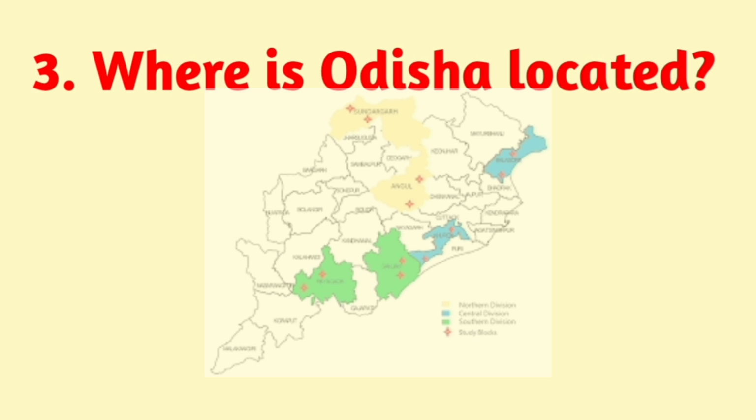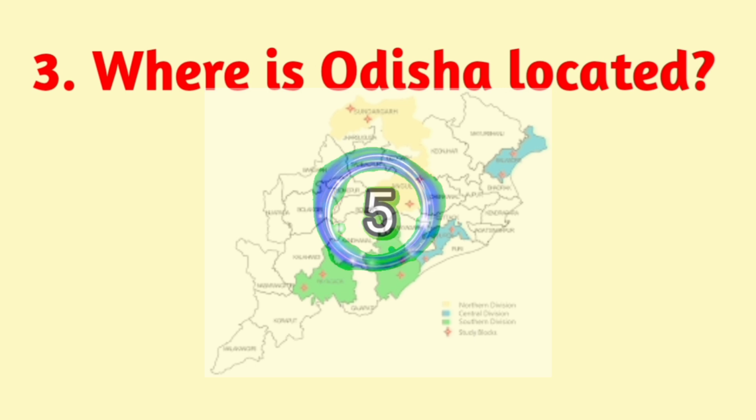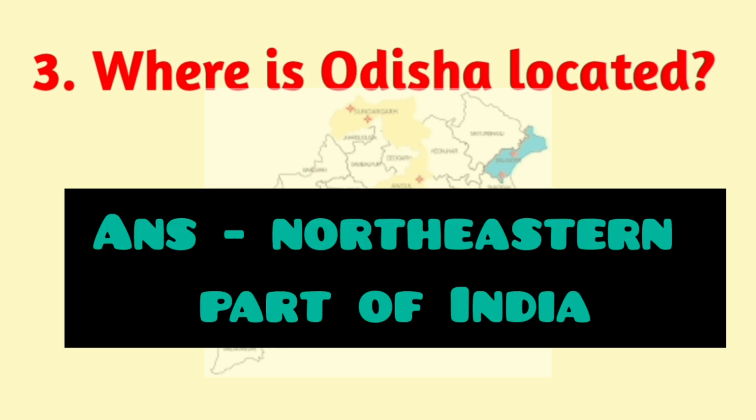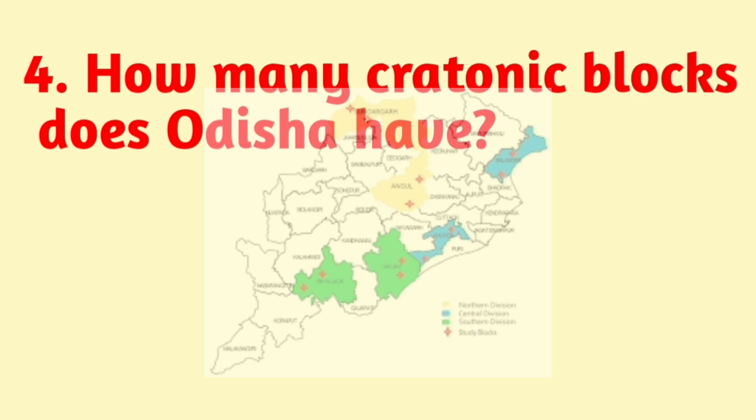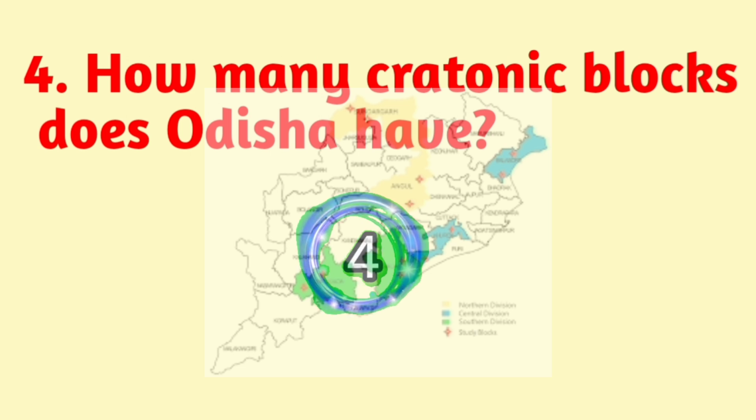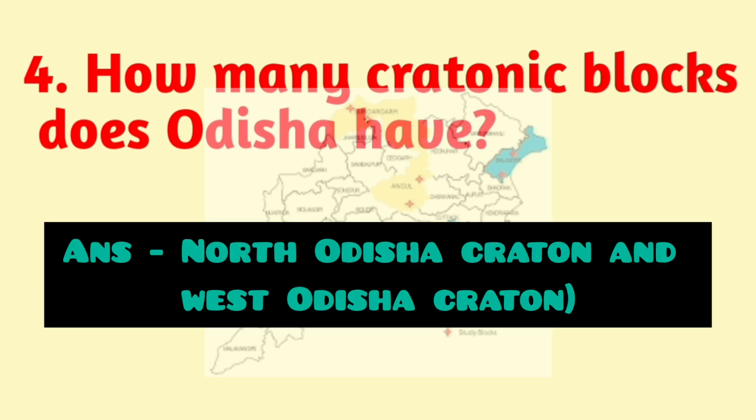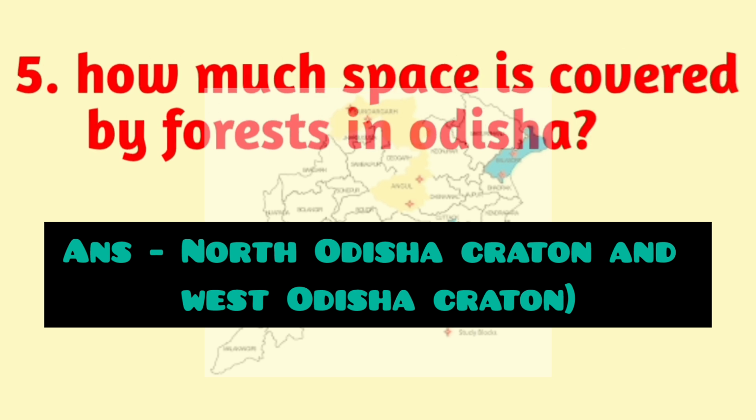Question number 3. Where is Odisha located? The answer is northeastern part of India. Question number 4. How many tectonic blocks does Odisha have? The answer is North Odisha Canton and West Odisha Canton.